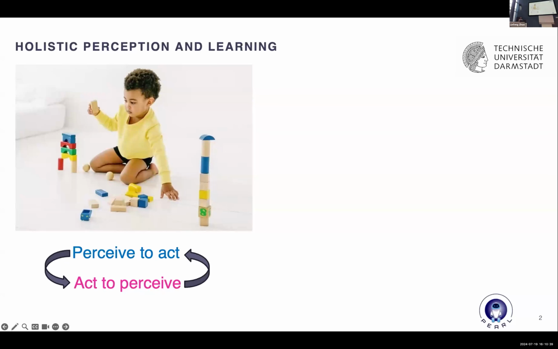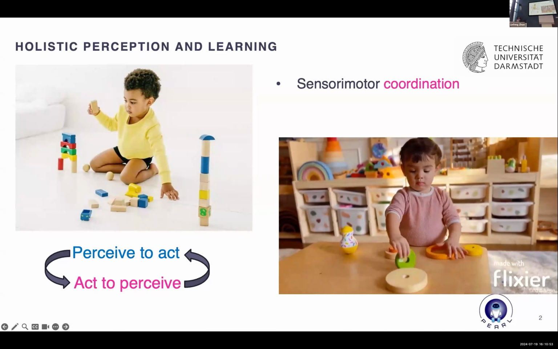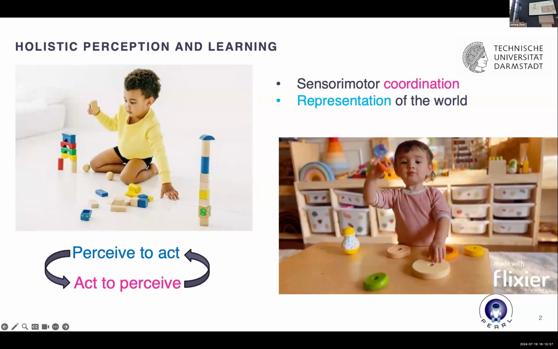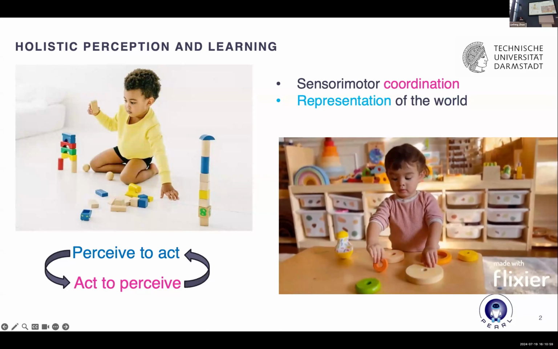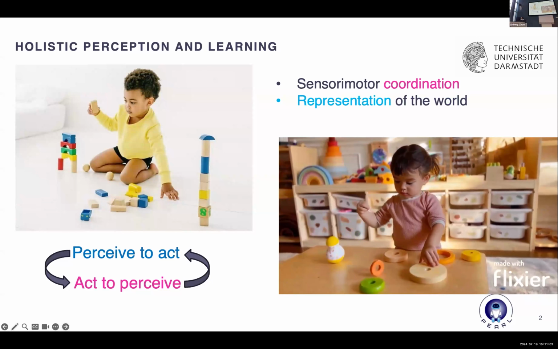If we look at humans, we see that even from a very early age, humans perceive in order to act, and they act in order to perceive in a continuous perception action cycle. And through these interactions, they build their sensory motor coordination, they build a representation of the world and then models about the world. And in particular, why does it move?